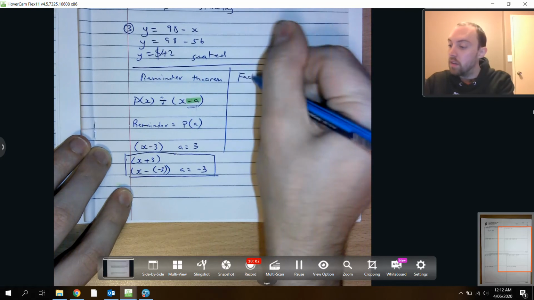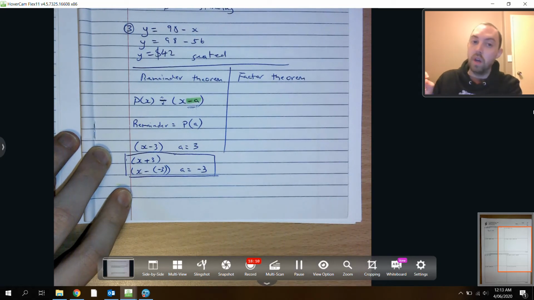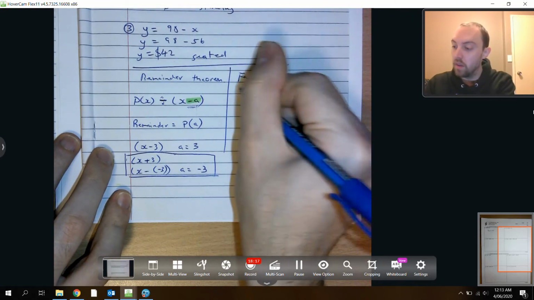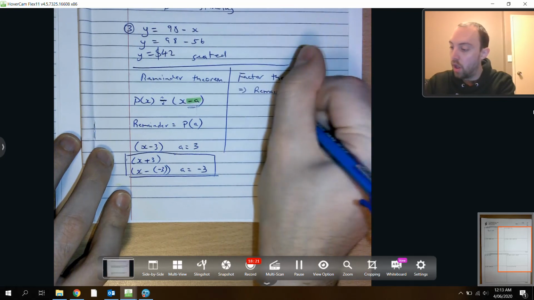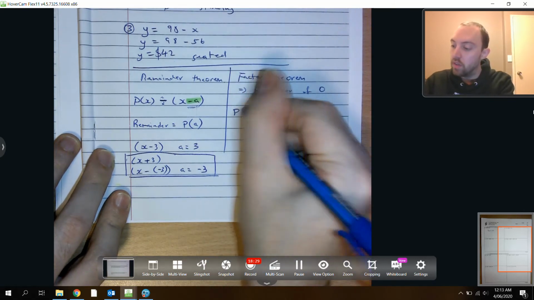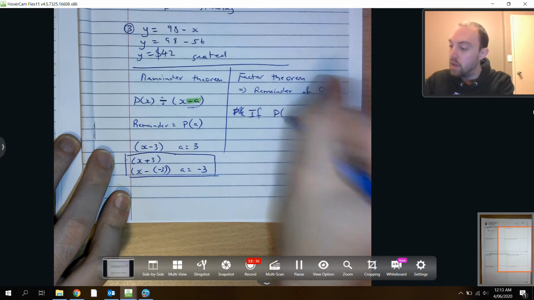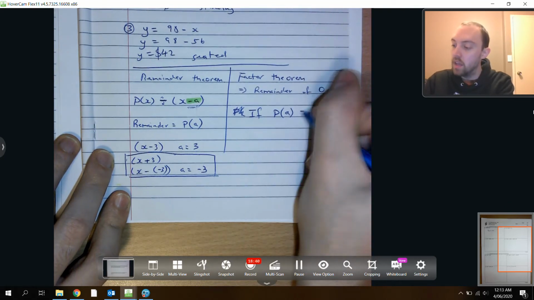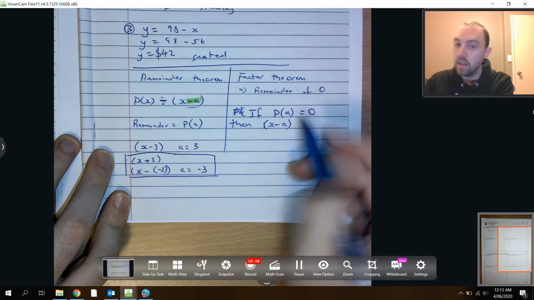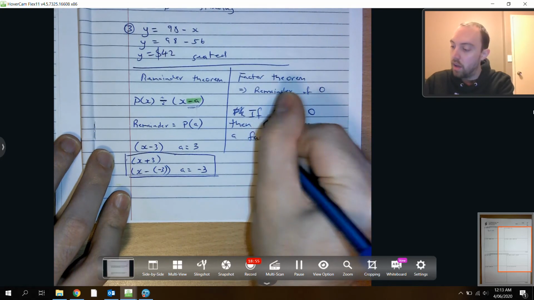Alright, the factor theorem is when we are talking about factors of polynomials, you have a remainder of 0. So if it's a factor, it has a remainder of 0. Start again. If p of a is equal to 0, then x take a, again, take a, not plus a, is a factor.